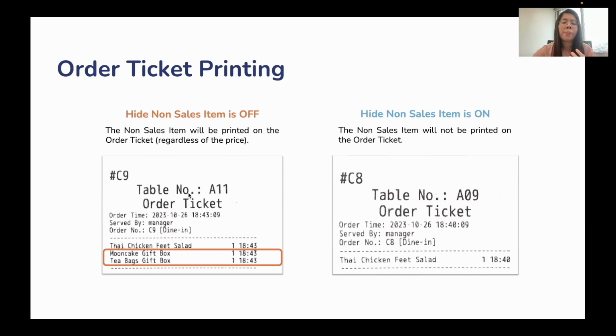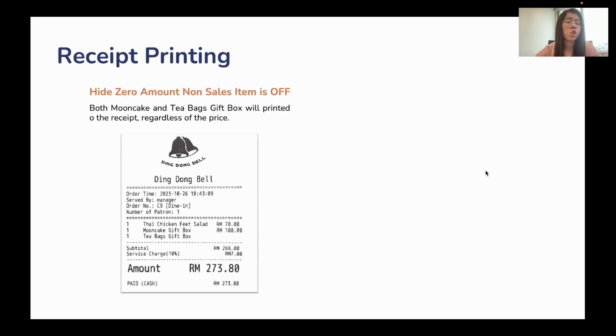Ta-da! When you are placing the same order again, your order ticket will now only show the regular menu. It will not show the mooncake gift box and the tea bags gift box anymore, since we already turned on the hide non-sales item printing in our order ticket. So that's about it.